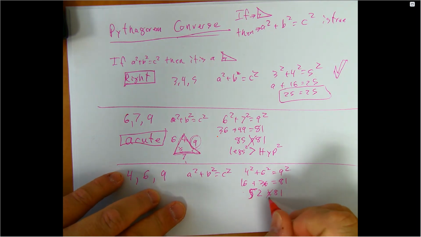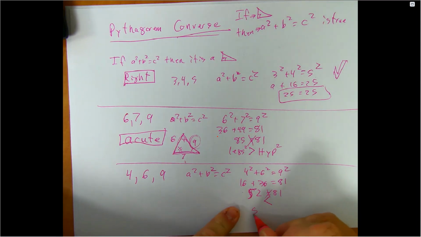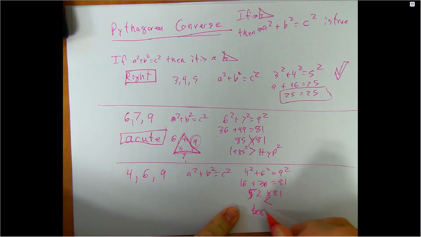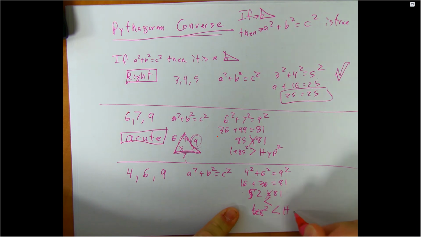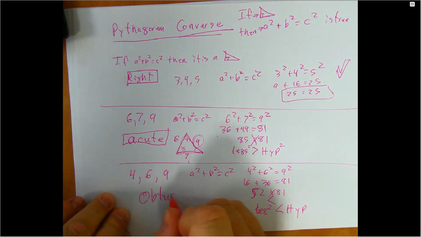What it means is that the hypotenuse is much bigger than the legs. So legs squared are less than hypotenuse squared, meaning this is an obtuse triangle.